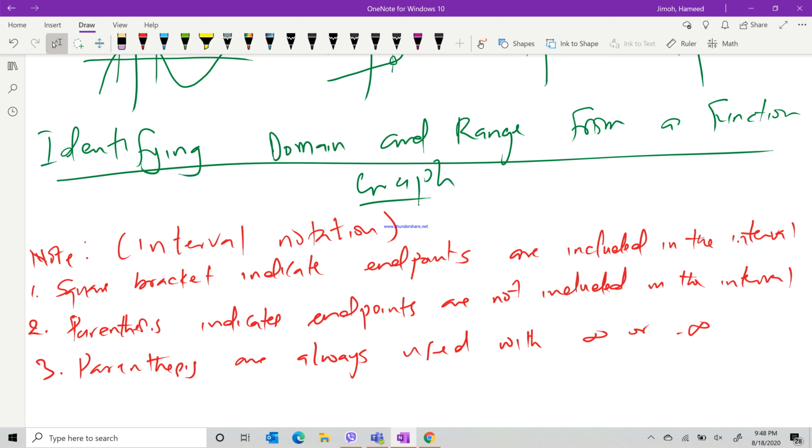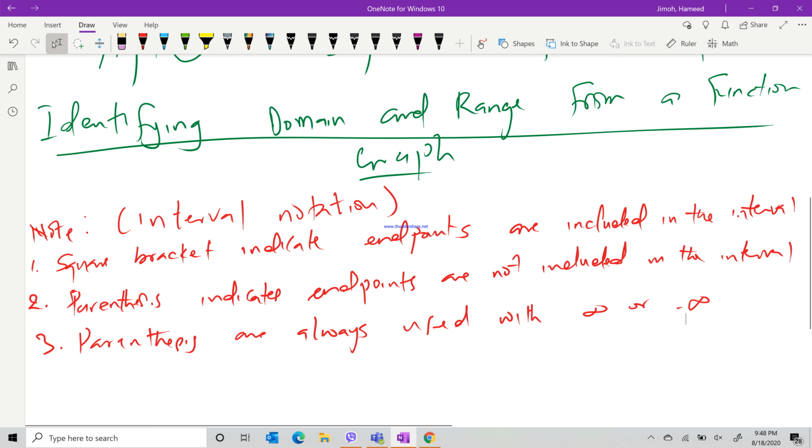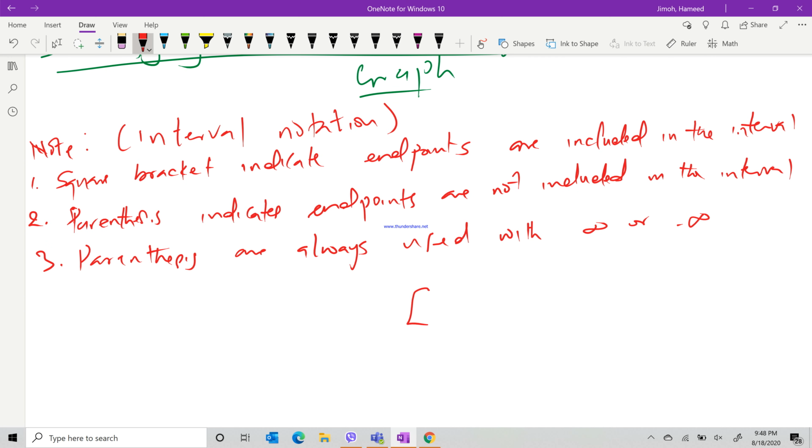Next we want to see how we identify the domain and range from a function graph. But before we go into that, we need to have these notes at the back of our mind. The first is that whenever you have an interval given in square brackets, the square bracket indicates that that particular point is inclusive. For example, if I have this, it says I'm looking at intervals from 4 to 7, both 4 and 7 inclusive.